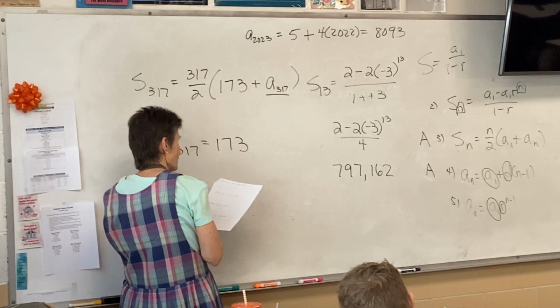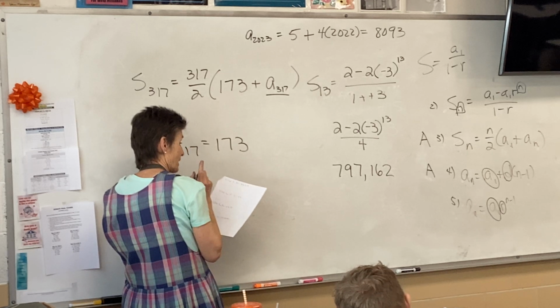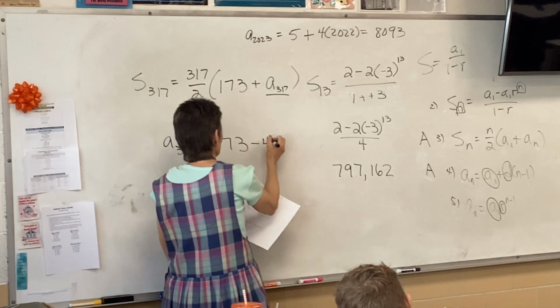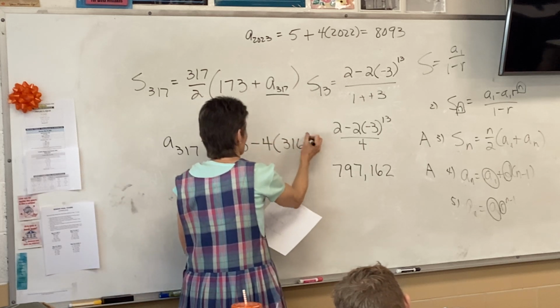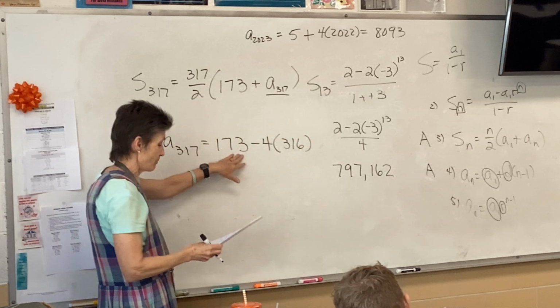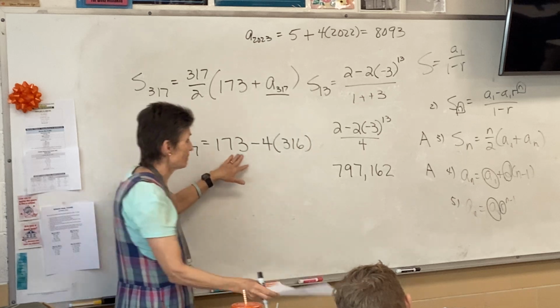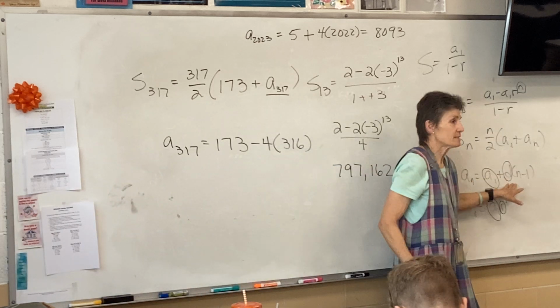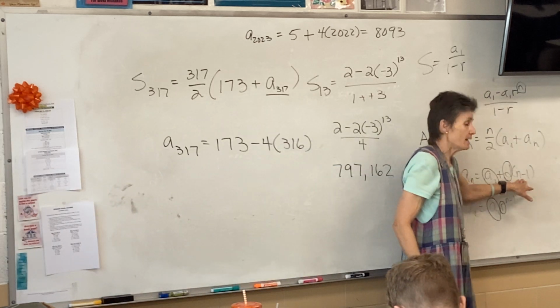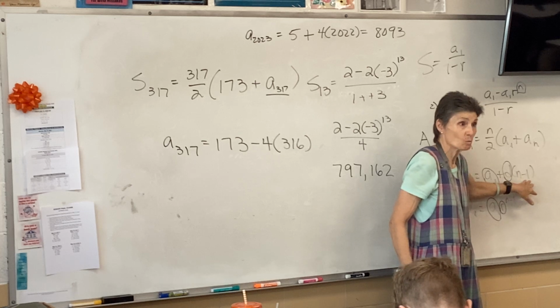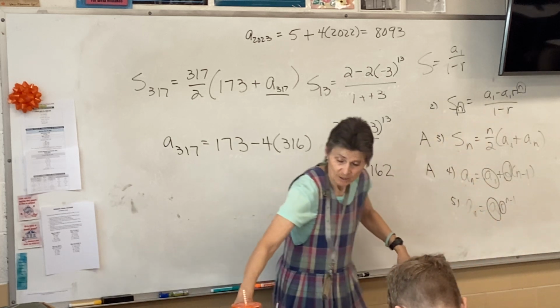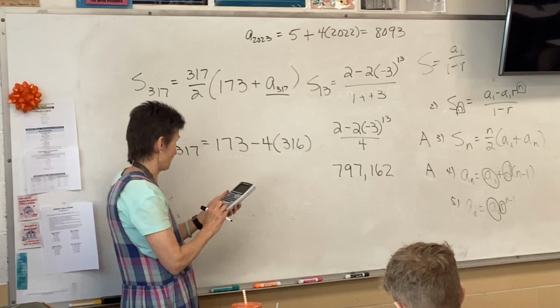What's my common difference? 4. Be careful. -4. -4 times 316. So my first term is 173. My common difference is -4. N is 317, so n minus 1 is 316. So I can figure that out.